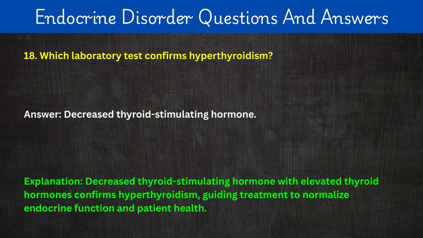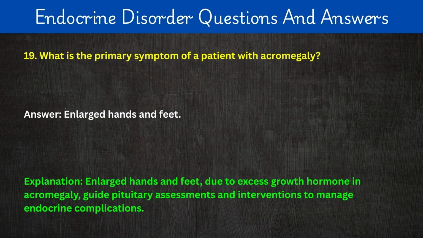18. Which laboratory test confirms hyperthyroidism? Answer: Decreased thyroid-stimulating hormone. Explanation: Decreased thyroid-stimulating hormone with elevated thyroid hormones confirms hyperthyroidism, guiding treatment to normalize endocrine function and patient health.